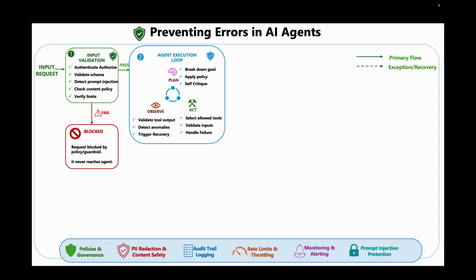When we invoke the tool, we ensure that the model is allowed to invoke the tool. It is sending the right parameters, and if there are errors, they can be handled gracefully. And once we get the response in the observe phase, we validate the tool output using a schema or any policy constraints. We detect anomalies, and if there is a need to trigger recovery, we trigger that.